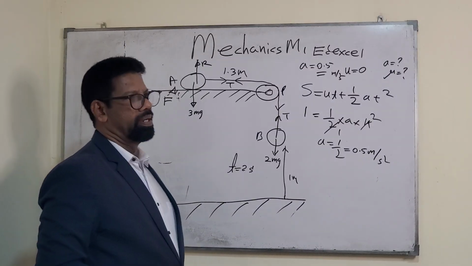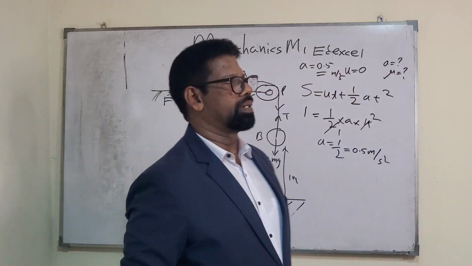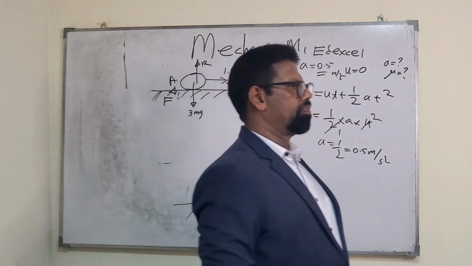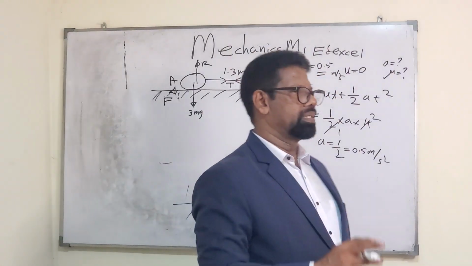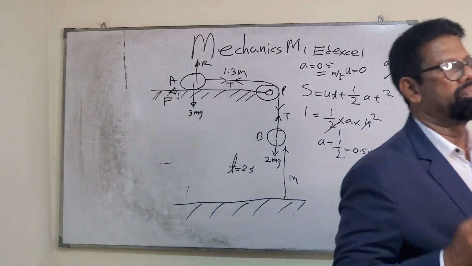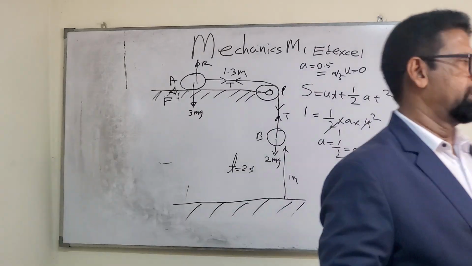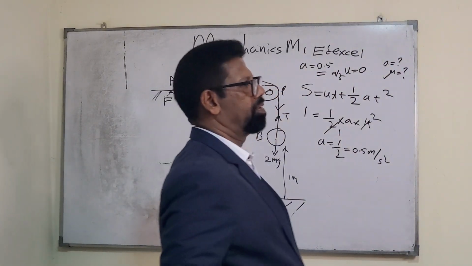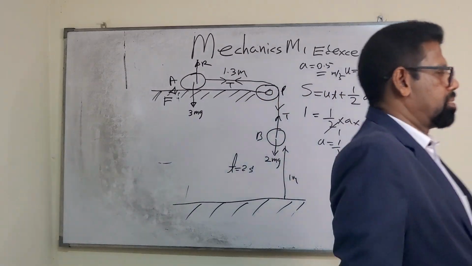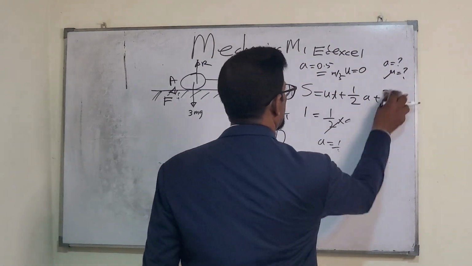Now the second part, we need to find the coefficient of friction. Now this is a limiting equilibrium situation, so the friction force is at its maximum value, and you can put F equals mu R. Which ones do we need to find? The friction force and the normal reaction. First we plan the finding.